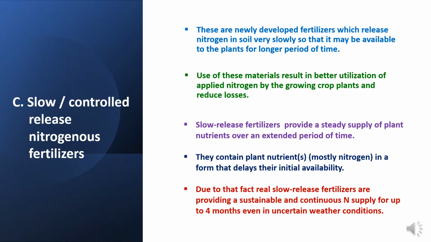Third type of nitrogenous fertilizers are slow released or controlled release nitrogenous fertilizers. In this case, the nitrogen is released in soil slowly and it is available to the plants for a longer period of time. Slow release fertilizers provide a steady supply of plant nutrients over an extended period of time. Due to this, real slow release fertilizers provide a sustainable and continuous nitrogen supply for up to 4 months even in uncertain weather conditions.